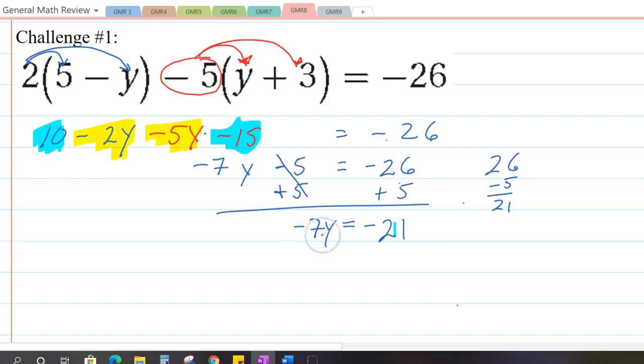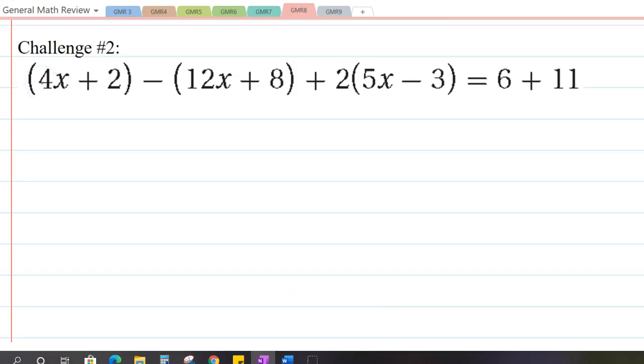The opposite of multiplying by negative 7 is to divide by negative 7. What I do to one side, I always do to the other. We make sure that the negatives cancel out and the 7's cancel out. On the right-hand side, the negatives also canceled out. That leaves me with y is equal to 21 divided by 7 is 3.